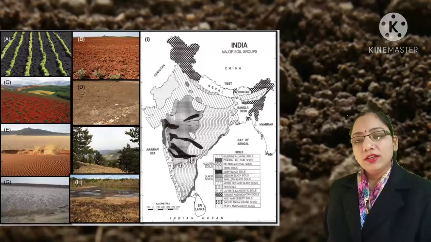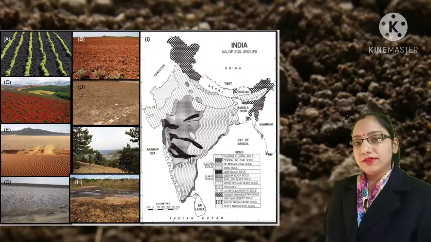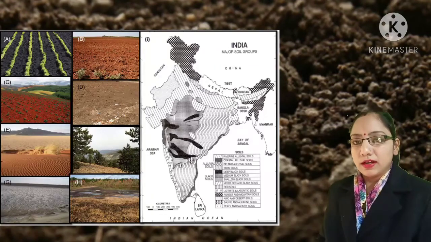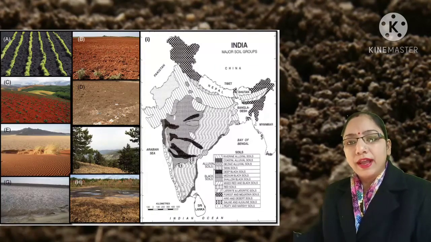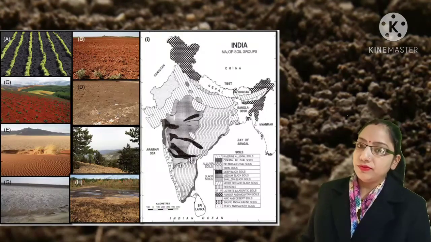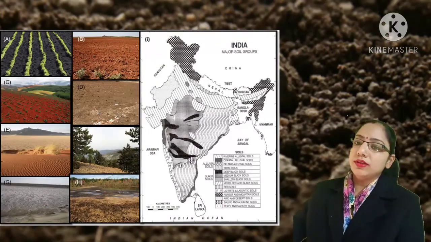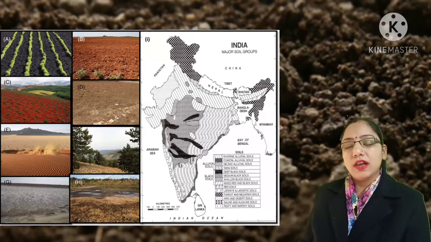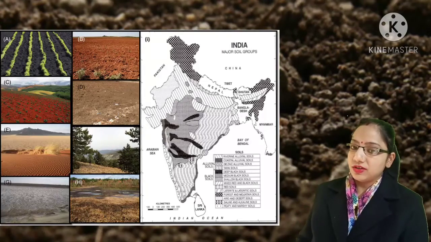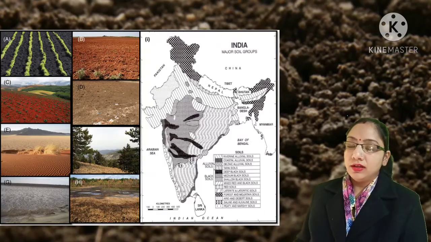As in the soil horizon or soil profile, we have seen different types of layers which have different textures and also different colors. Now we will see how these get different colors or textures. So for that we will see the classification of soil.